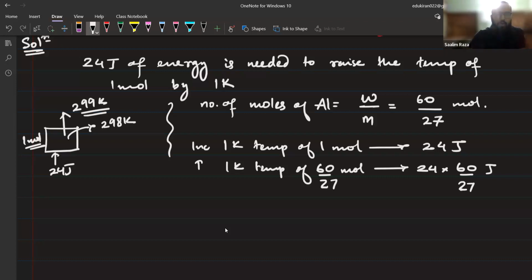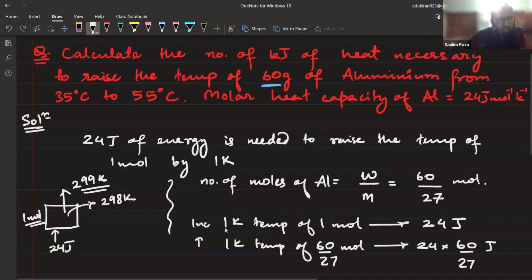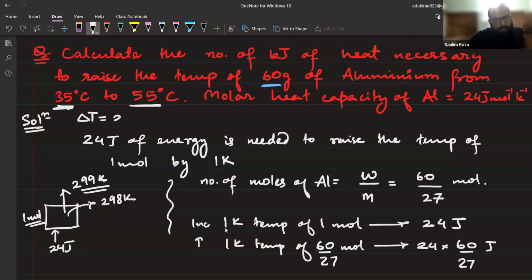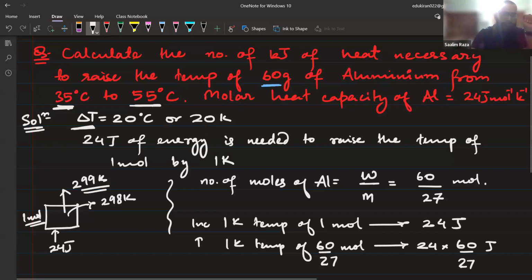Yes. Clear? Now how much do I have to increase? I have to go from 35 degrees Celsius to 55. So what is the delta T here? Delta T is equal to 20. And if you remember correctly, 25 degrees Celsius or 25 Kelvin, both of these will be the same. Yes or no? Please tell me. Does everyone remember this? If I am talking about the change in temperature, degrees Celsius and Kelvin are both the same.